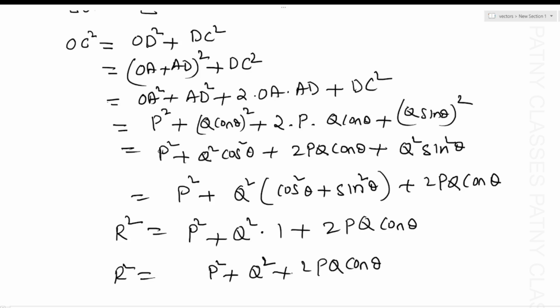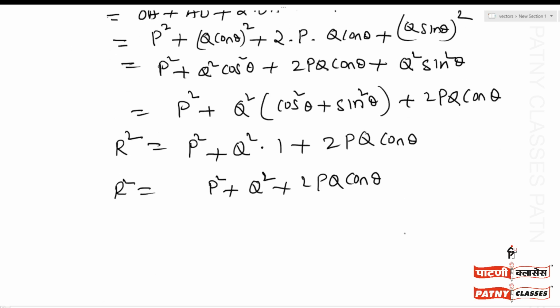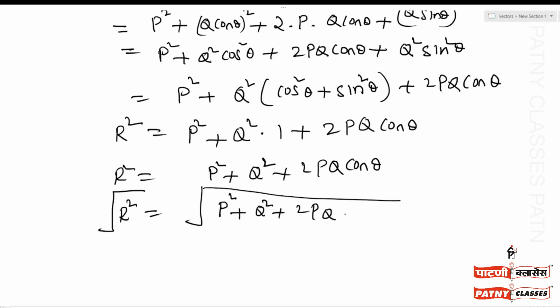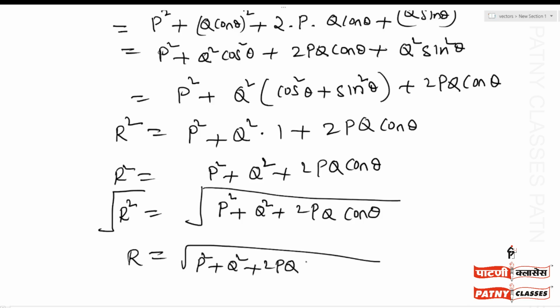What have we done here? We have done nothing but algebra. Here we kept the respective values, and since the square is there, we did the square, and here we took the common factor, and now simplifying. We did nothing else, so not to bother much, it's not complicated. R square equals, finally arranging, we get the R value. I want to take the square root on both sides, and so I get R equals the square root of P square plus Q square plus 2PQ cos theta.